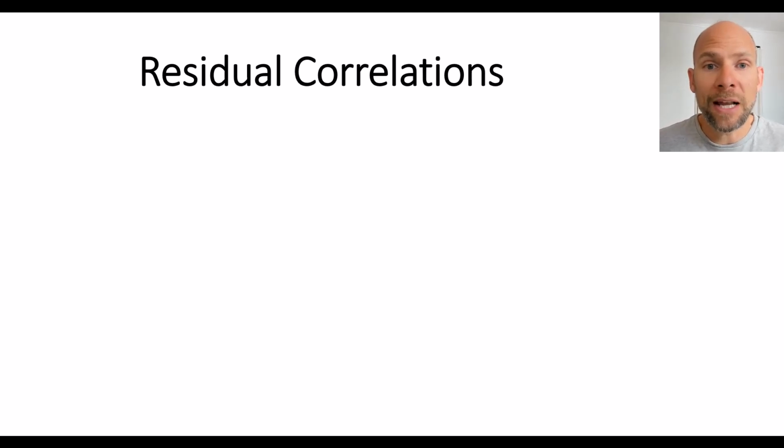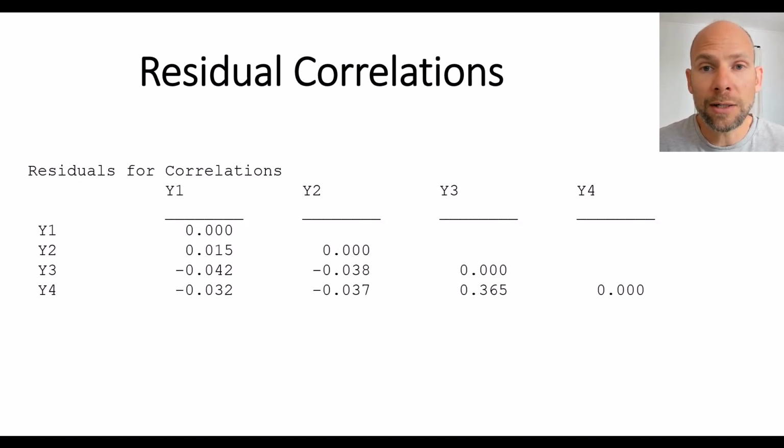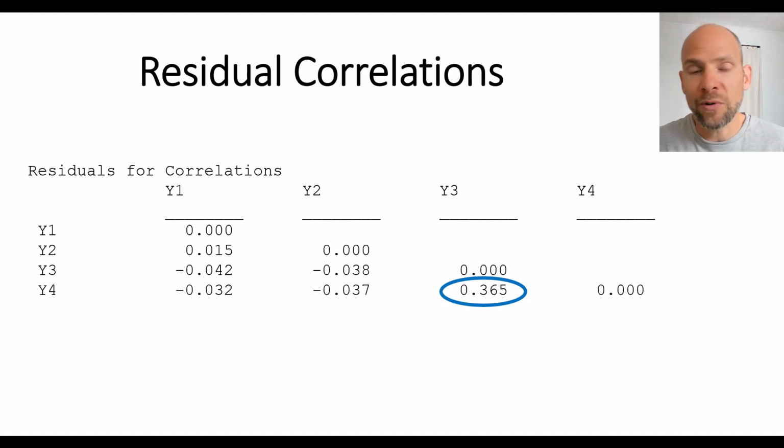Mplus will also give you residual correlations as part of the residual output, and here you can see that there's one that sticks out, and that's the residual correlation between Y3 and Y4. That is something that is importantly large. A residual correlation of 0.365 is pretty substantial. Typically, roughly, we would say everything that's larger than 0.1 for a residual correlation may be sizable, may be worth investigating.